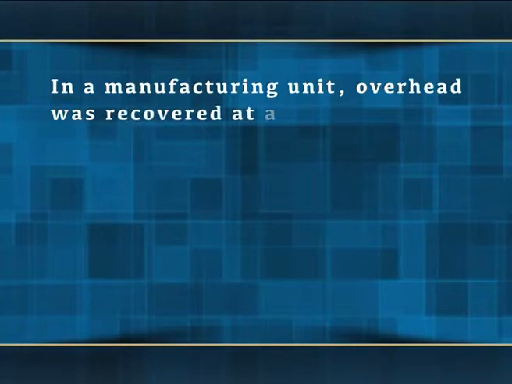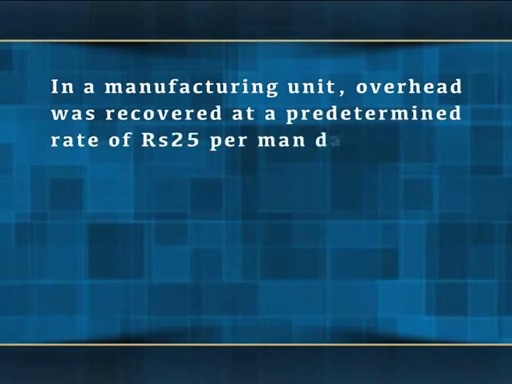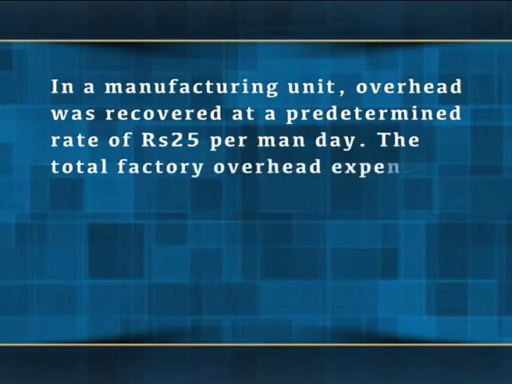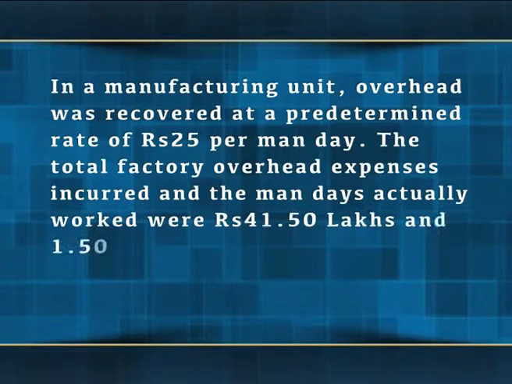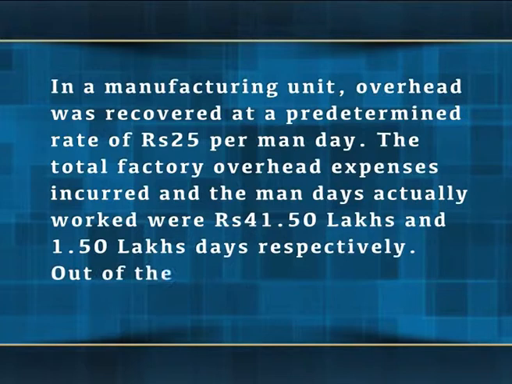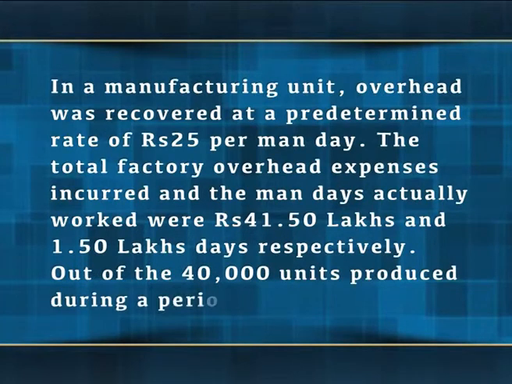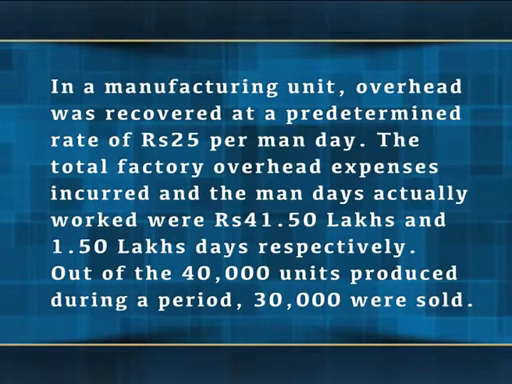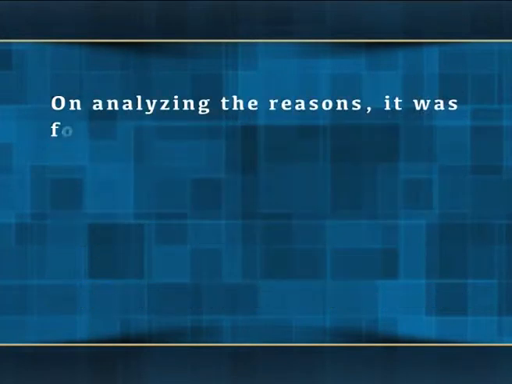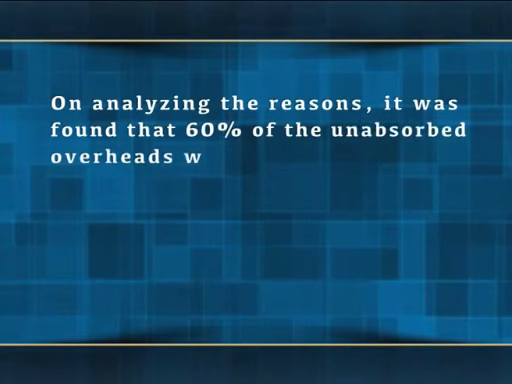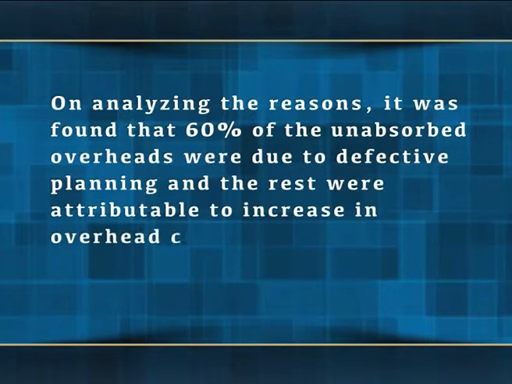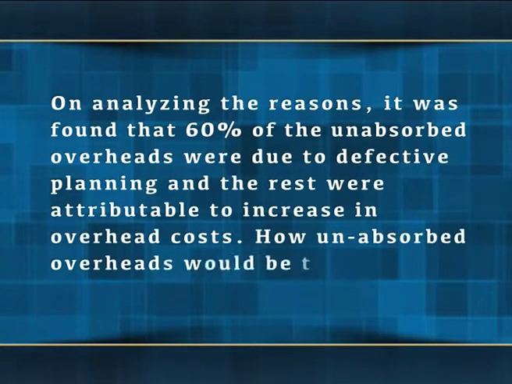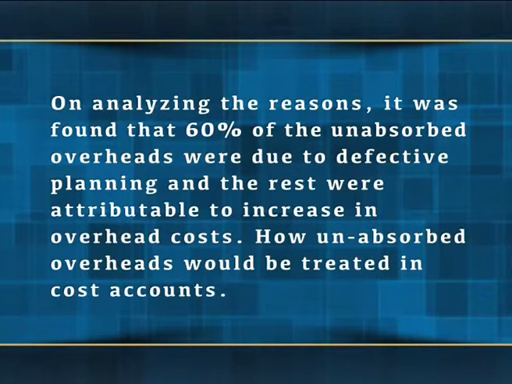Illustration. In a manufacturing unit, overhead was recovered at a predetermined rate of Rs 25 per man day. The total factory overhead expenses incurred and the man days actually worked were Rs 41.50 lakhs and 1.50 lakhs days respectively. Out of the 40,000 units produced during a period, 30,000 were sold. On analyzing the reasons, it was found that 60% of the unabsorbed overheads were due to defective planning, and the rest were attributable to an increase in overhead costs. How will the unabsorbed overheads be treated in cost accounts?